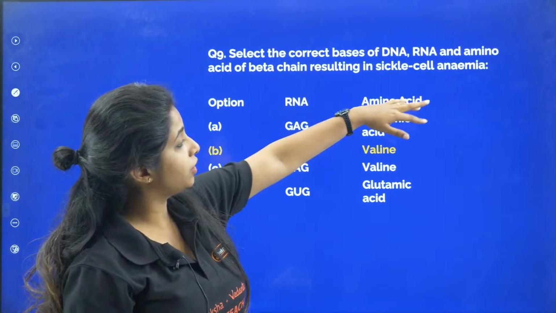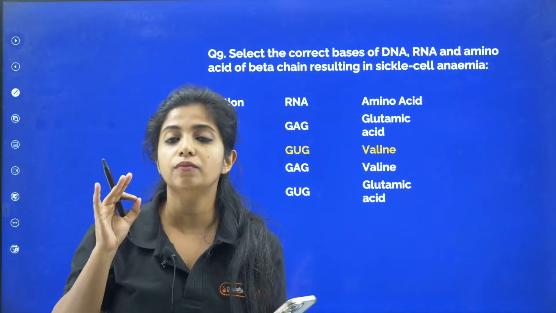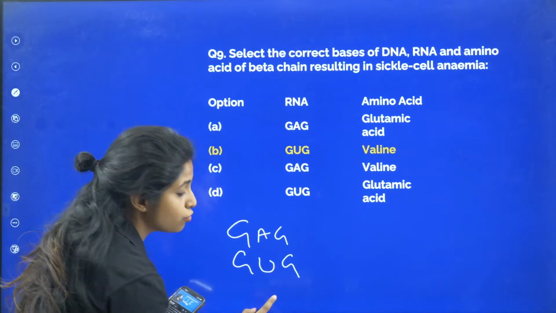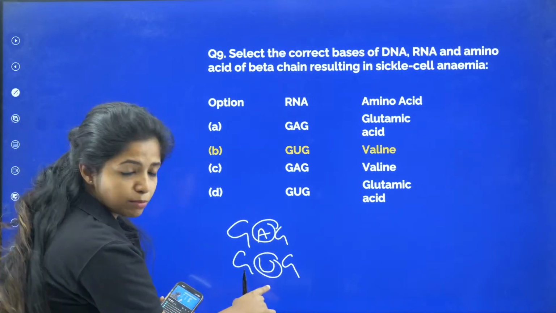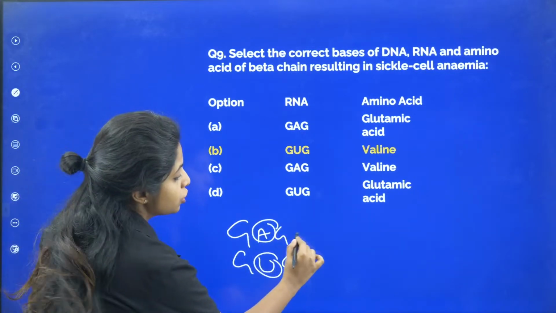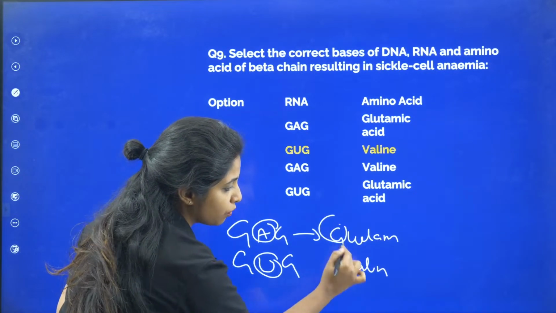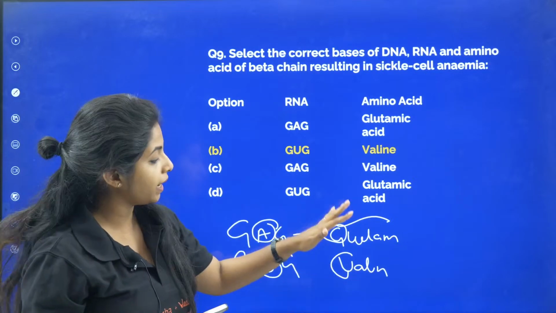Select the correct basis of DNA, RNA, amino acid, beta gene. Okay. I told you, in the case of mutation for sickle cell anemia, it was initially GAG, but it converts to GUG. How do you remember it? Ma'am, A comes before U. Okay, always remember, A comes before U. Initially it was A, it became U. So initially it was coding for glutamic acid. Now it is coding for valine. Again, G comes before V. So please remember G and V. First G and then it gets replaced by V.